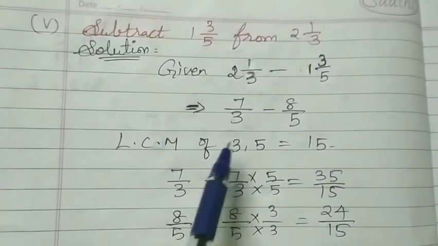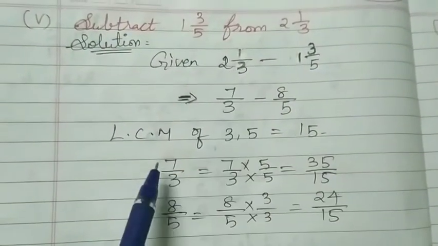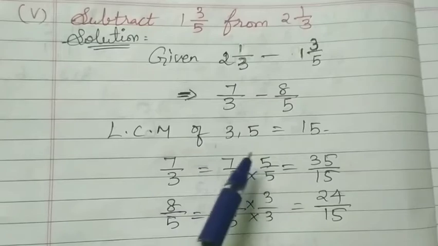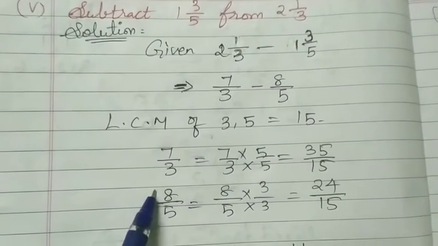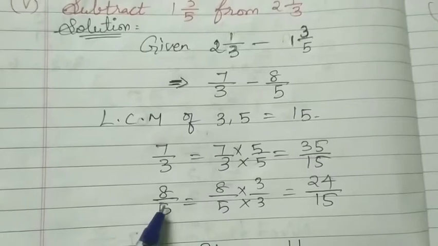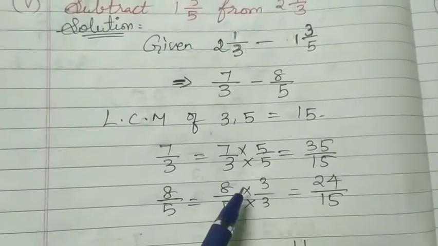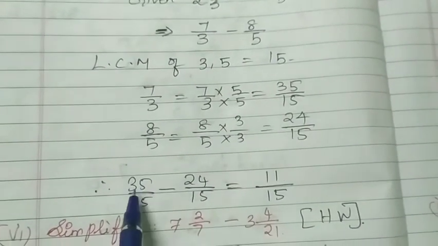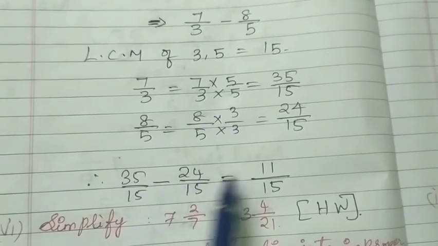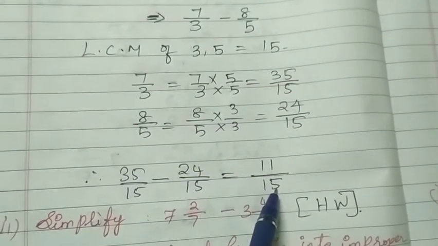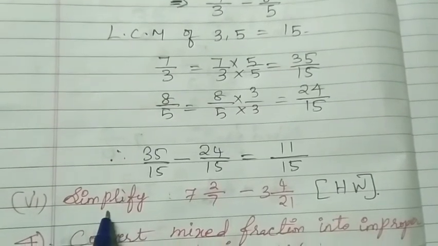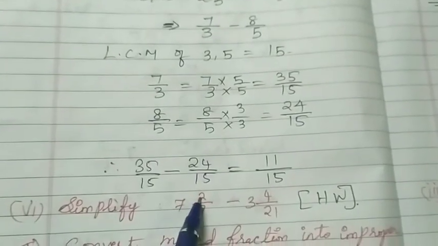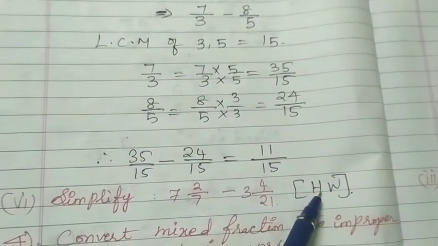So the LCM is 3 5s are 15. First we take 7 by 3. The 3 is multiplied by 5, so 3 5s are 15, 7 5s are 35. Next take the second number, 8 by 5. The 5 is multiplied by 3, so 5 3s are 15 and 8 3s are 24. Next we subtract the two numbers, 35 by 15 minus 24 by 15. Finally we get the answer 11 by 15. Next I will give you one sum to simplify using the same method as the fifth sum: 7 2 by 7 minus 3 4 by 21. That is the homework for you.